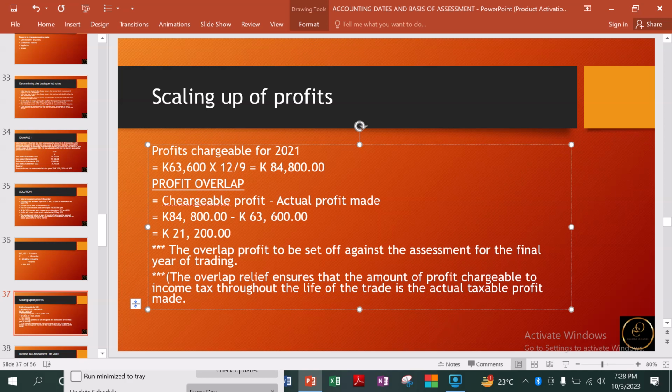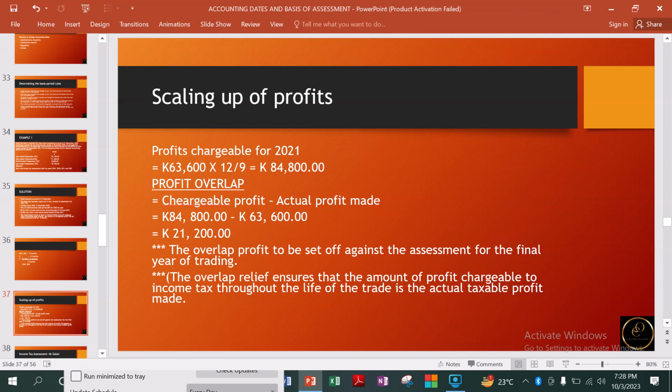Now, what you should know in tax is that this overlap profit is supposed to be set off against the assessment for the final year of trading. And the overlap relief ensures that the amount of profit chargeable to income tax throughout the life of the trade is the actual taxable profit.